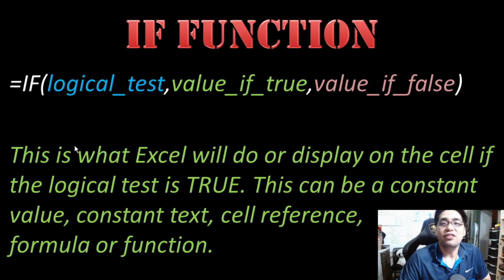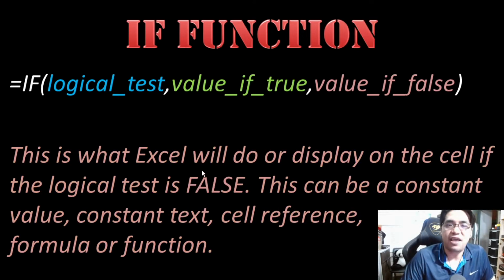Next, let's talk about the value if true. This is what Excel will do or display on the cell if the logical test turns out to be true. The value if true can either be a constant value, it can be a constant text, it can be a cell reference, it can be a formula, or a function.